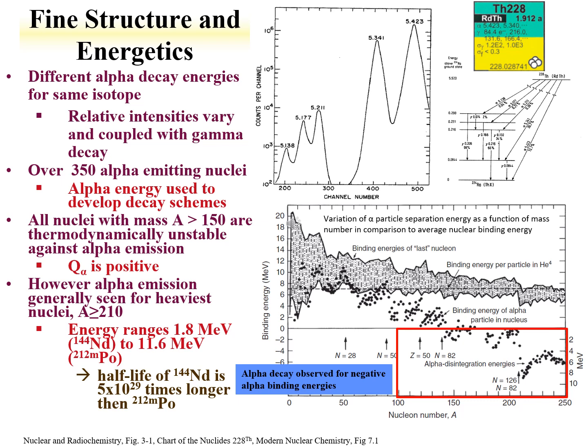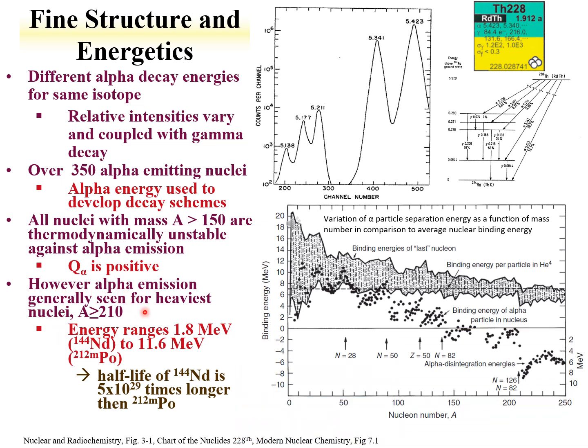This isn't completely true. As we see here, their energy ranges from about 2 MeV to almost 12 MeV, where neodymium-144 is a very low energy alpha emitter in the lanthanides. Polonium-212 metastable is a very high energy. We're also going to see a correlation between half-life and decay energy, where the neodymium half-life is almost 10 to the 30th times longer than the polonium-212. And what we're going to find out is that, generally speaking, the shorter the half-life, the higher the alpha decay energy.